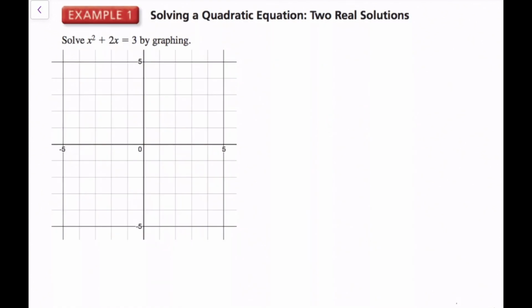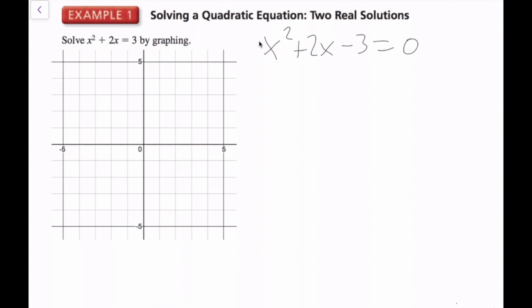All right, so for this first example, we're going to solve a quadratic equation that has two real solutions. And we see that we have the equation x squared plus 2x equals 3. So the first thing we're going to want to do is get this in standard form and set it equal to 0. So all I'm going to do is subtract this 3 on both sides. So I'm going to rewrite this as x squared plus 2x minus 3 equals 0. And now this is going to be much easier to solve.